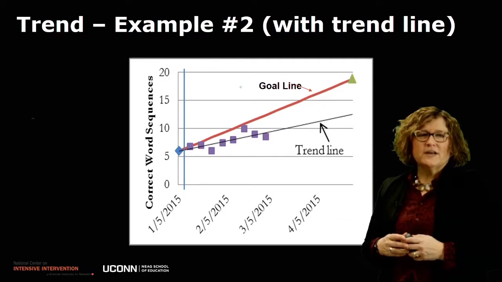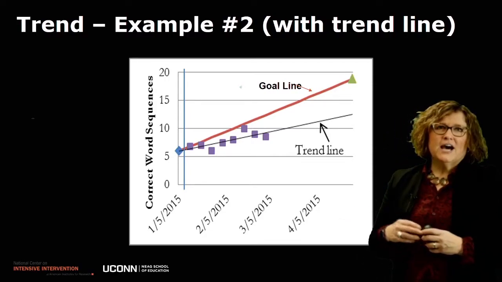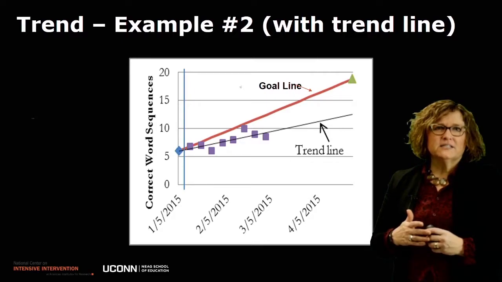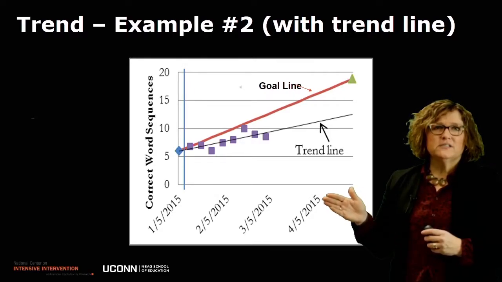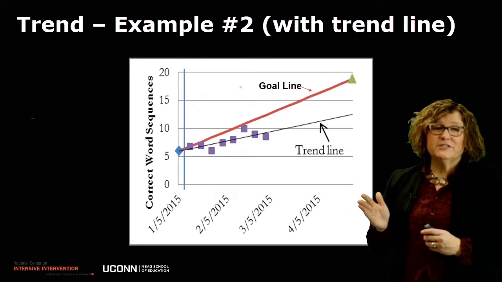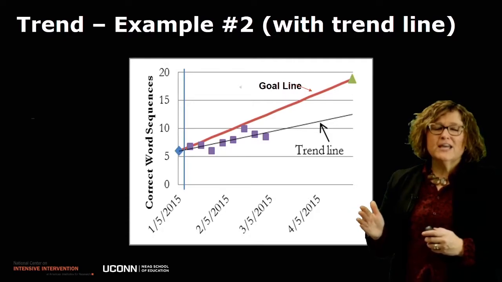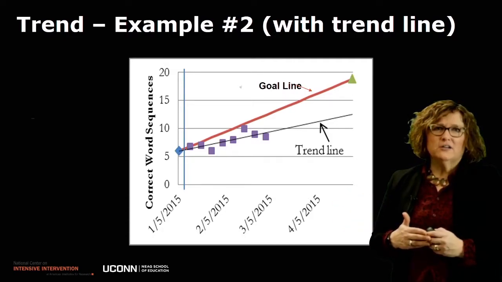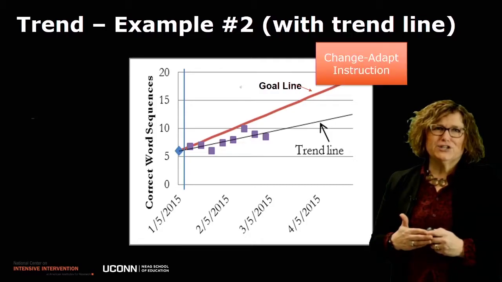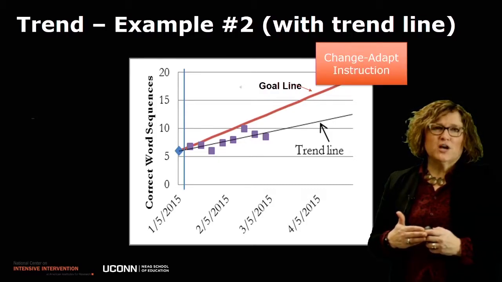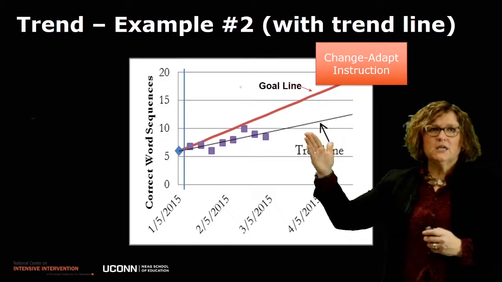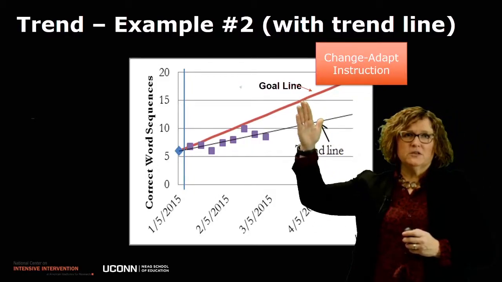So here's another example with trend line. We're back to that second example where we had the data points below the goal line when we visually examined level. In this case, the trend line clearly holds up that decision to change or adapt instruction. The trend line is clearly not on track to meet the goal line.